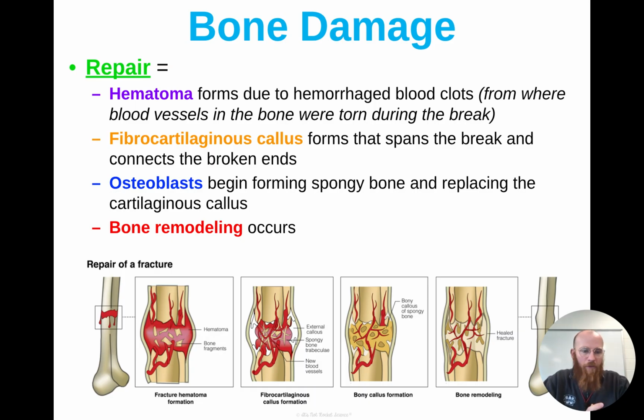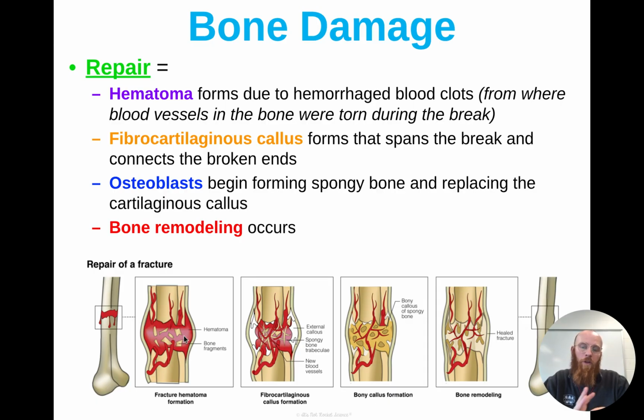And what does repair look like? This is where we're going to finish our discussion here in the skeletal system. Bone repair is going to start with a hematoma. This is just basically a collection of blood outside of where it normally would be. So outside of the normal blood vessels, those veins and arteries, we have basically severed those via the fracture, and so we're going to have blood accumulate due to blood clots.